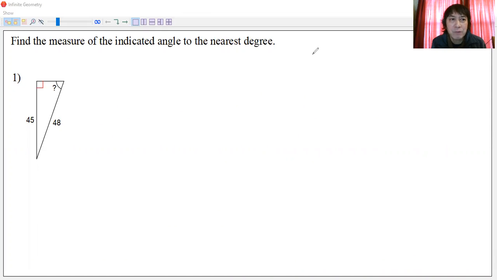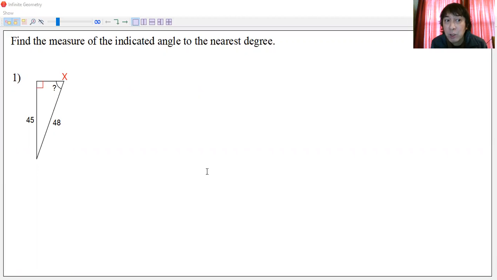Okay, the instruction is to find the measure of the indicated angle to the nearest degree. So first we have to identify which angle we are going to solve. For this particular diagram, the one with the question mark. So let us just denote it with X. So we will be solving for angle X here. All right, so using that angle X, what is the side with a 45 measure and with a 48 measure?